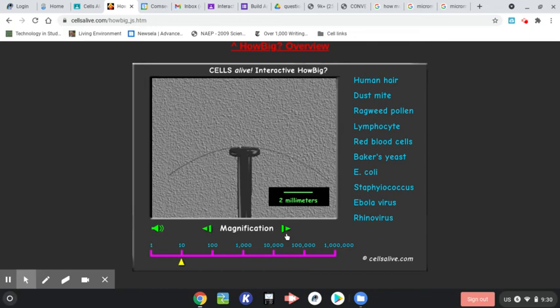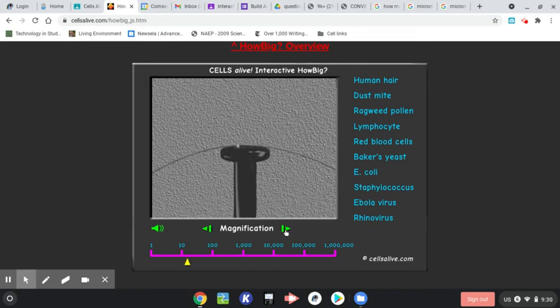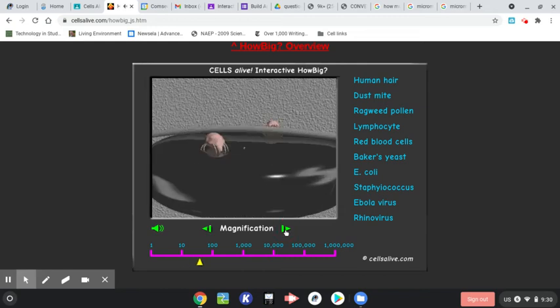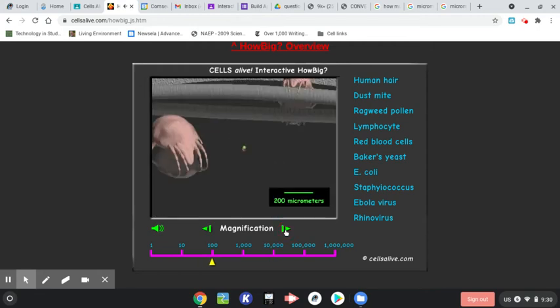Again, it's very hard to understand how small things are in the microscopic world. I think this presentation does a really nice job of at least showing you approximately how big things are comparatively to one another. So let's magnify some more. We're getting a nice view of this dust mite and this hair. Here's another dust mite there. And there's something else coming into view that we're not sure what that is, but we know that it's much smaller than a dust mite.